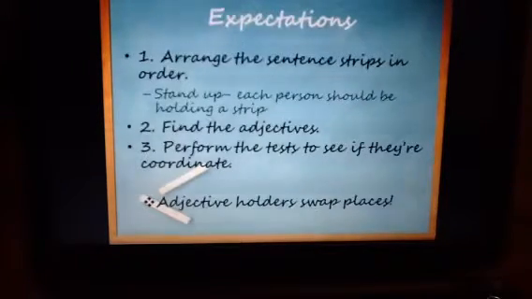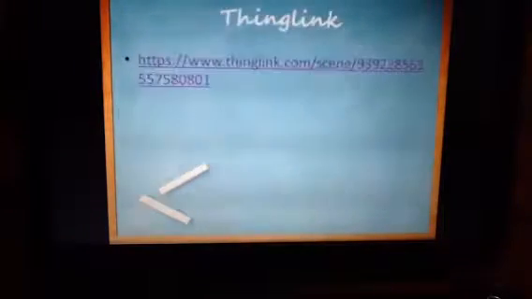So what you're going to do is you're going to get in line. The two people that are holding the adjectives, y'all need to try the two tests. Y'all can swap places to see if the sentence makes sense. Y'all can add in the word "and" and see if it makes sense. If it does, then you know you have coordinate adjectives, all right?